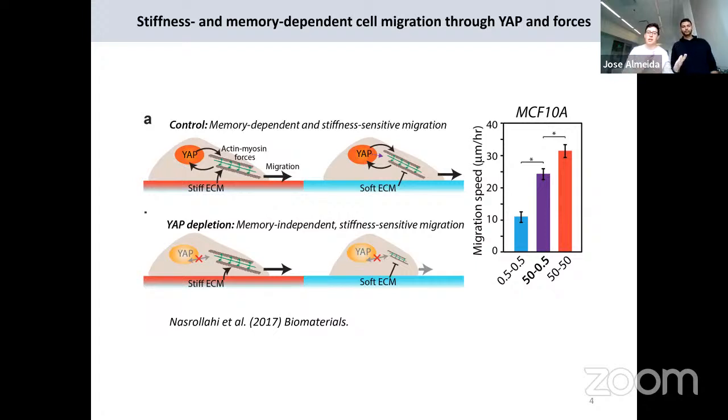retention of information that they had from their previous environment, right? So if they're on a stiff and they're invading very fast, then that information still retains as they go to a soft environment. What do you mean by information?